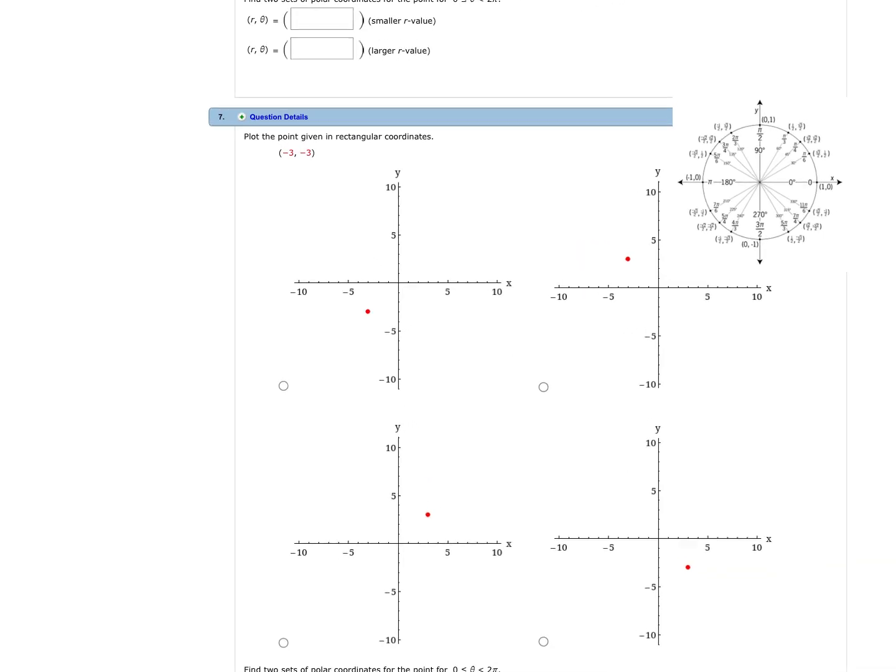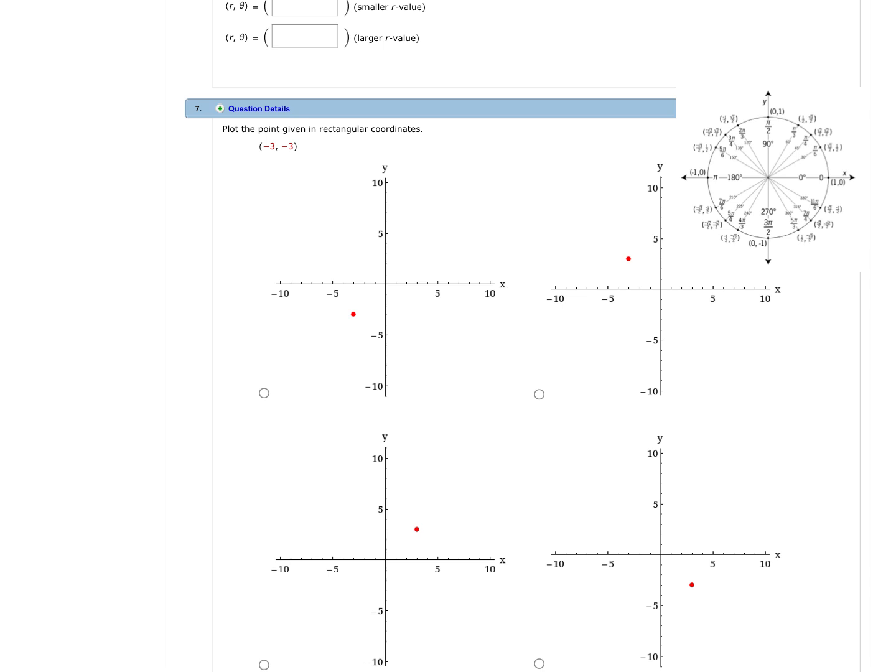Let's do the same thing for 7. Let's plot our point first. We're going to go to the left to -3 and down -3. So that would be our point here. So we're looking at the first graph.